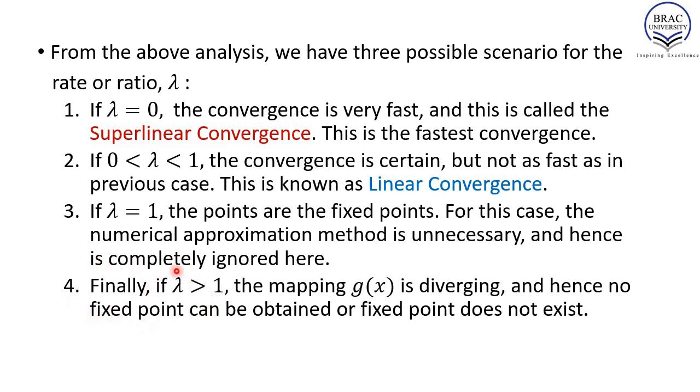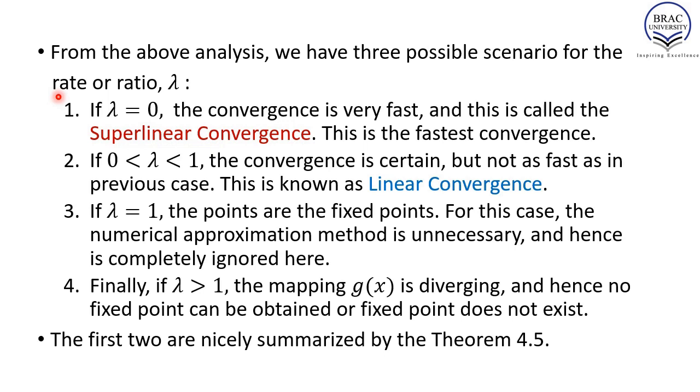And the last possibility is lambda greater than 1. The mapping g of x for this case is divergent, and hence no fixed point can be obtained, or the fixed point does not exist. So we completely ignore this possibility. No need to consider that one.